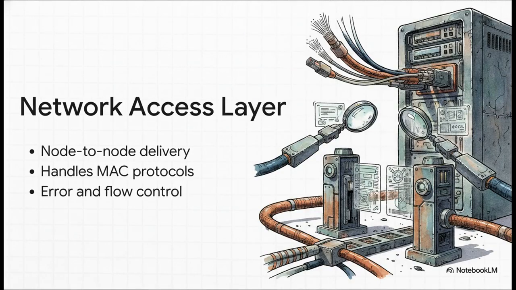And finally, right at the base, the network access layer manages the physical node-to-node transfer within your local network. This layer handles the MAC protocols, error control, and flow control to safely and reliably move the data from one specific machine to the next.